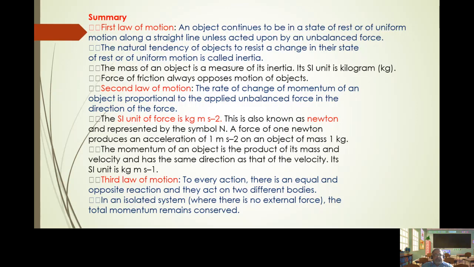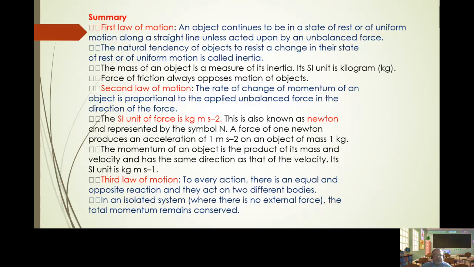The natural tendency of an object to resist a change in its state of rest or of uniform motion is called inertia. The mass of an object is a measure of its inertia. Its SI unit is kilograms. The force of friction always opposes the motion of objects. So here in the first law, please remember, inertia is the key word. Please remember inertia when you want to recall the first law of motion.